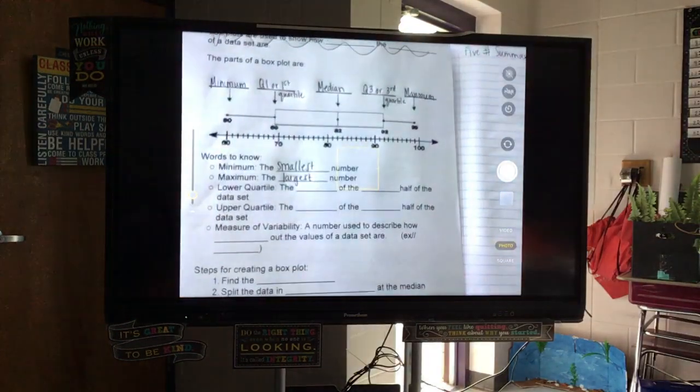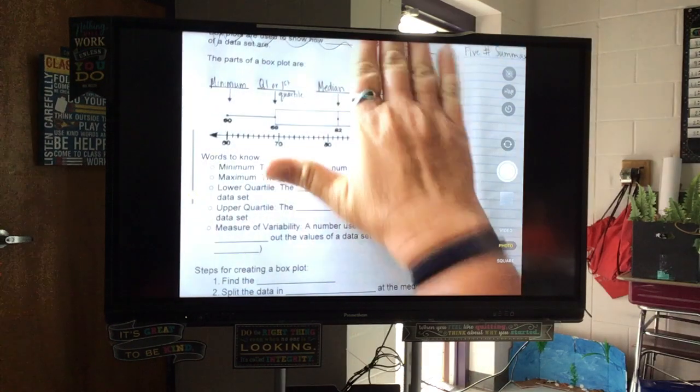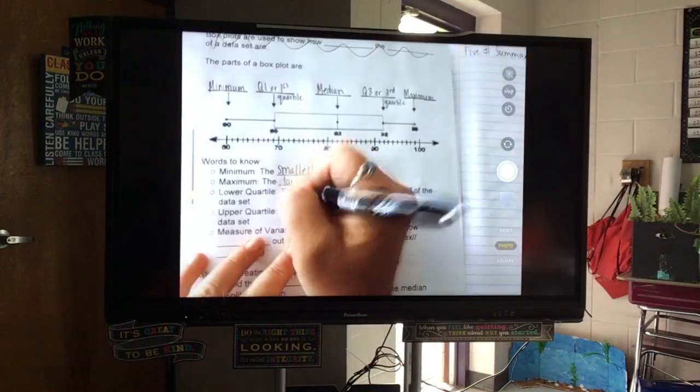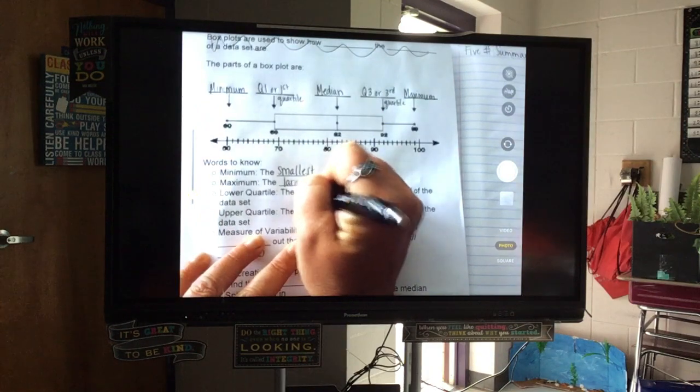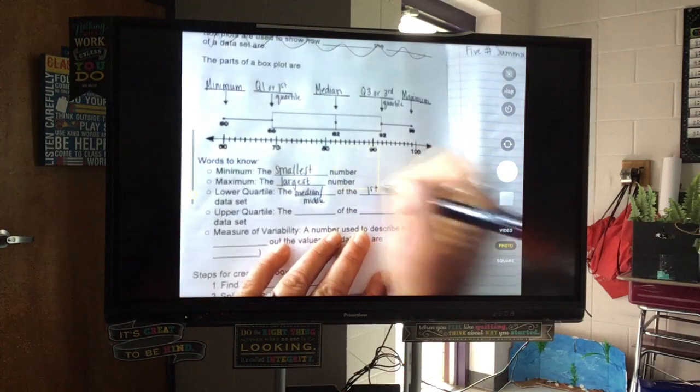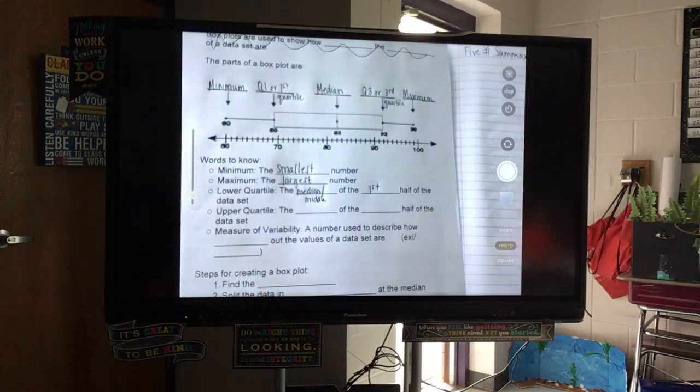All right, your lower quartile, and I'll go ahead and help you with this. The blank of the blank half of the data set. So if we're looking at our lower quartile, it's all the numbers from the median down. Okay, that's what it's talking about. This is the lower quartile. So you can say either the median or middle of the first half of the data set. Does that make sense? Does that make sense to you guys?